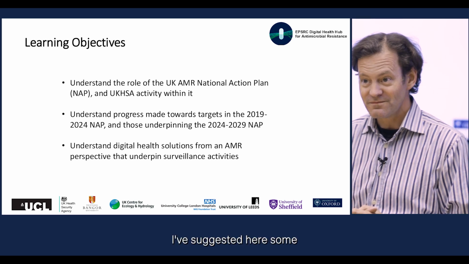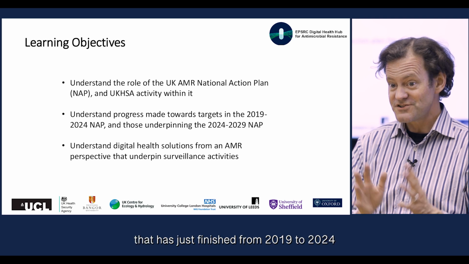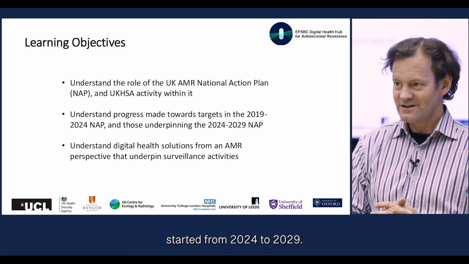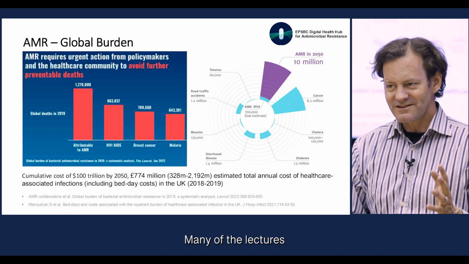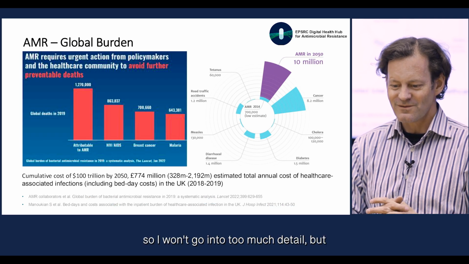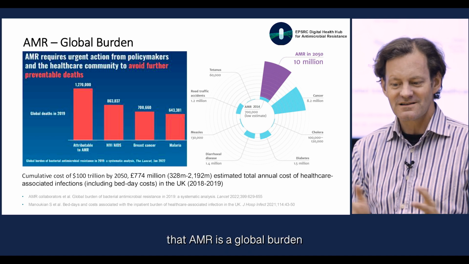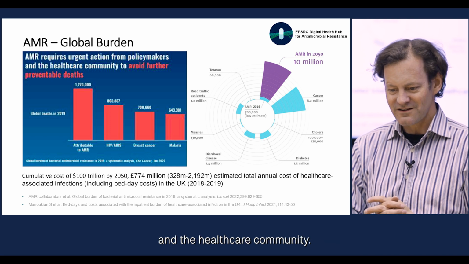I've suggested here some pre-reading, essentially the National Action Plan that has just finished, from 2019 to 2024, and that which has just started, from 2024 to 2029. Many of the lectures will recap all of this, so I won't go into too much detail, but just to highlight that AMR is a global burden requiring urgent action from policymakers and the healthcare community.